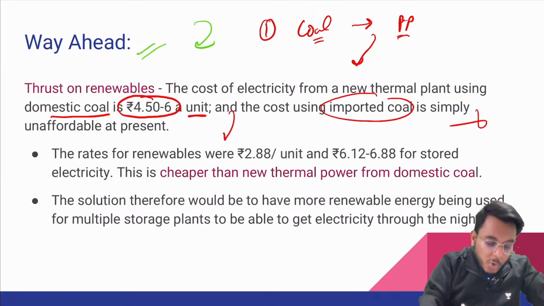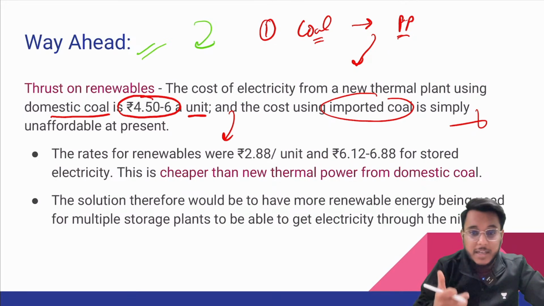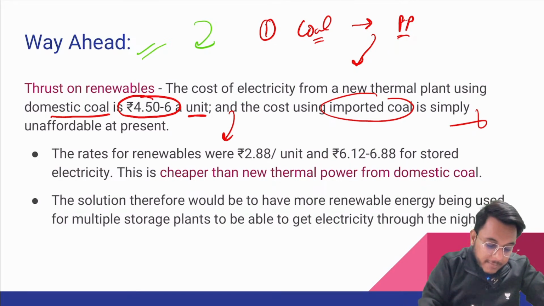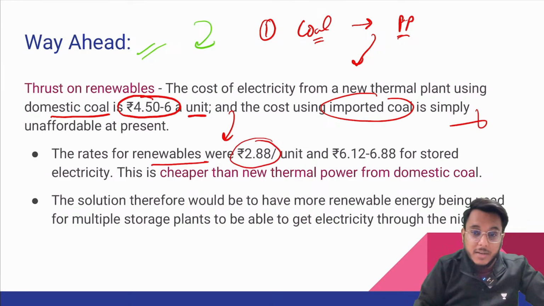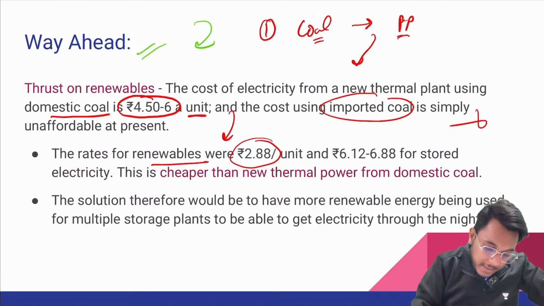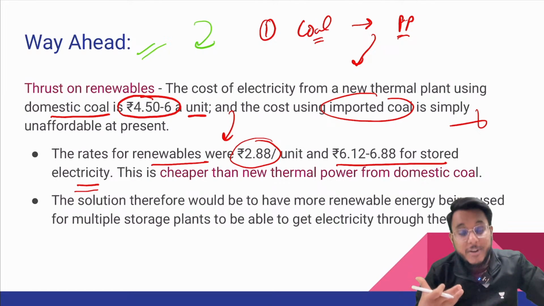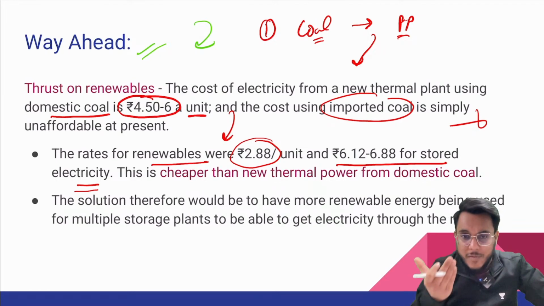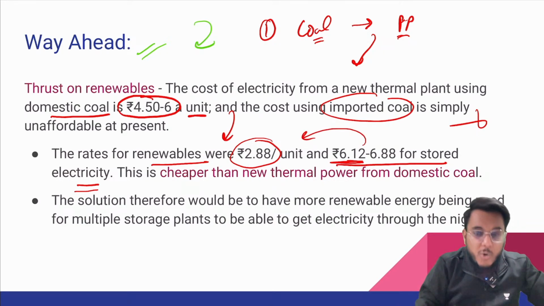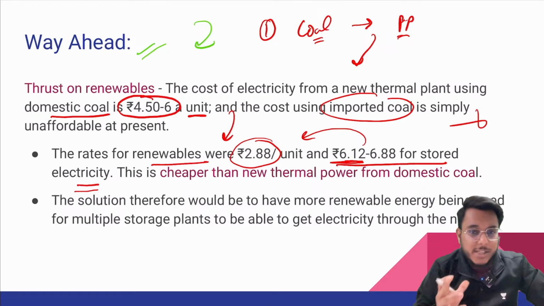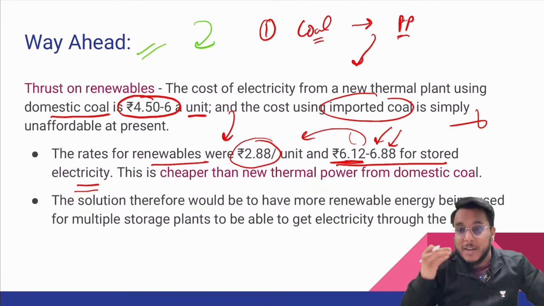So therefore, we need to look at renewable sources of energy, and the cost of renewable electricity has come seriously down. From the renewables, we are able to procure electricity at the rate of 2.88 per unit. For the stored electricity, you need batteries and other infrastructure, so that price will also be added. So for stored electricity, it will go into the range of 6.12 to 6.88, but it can be reduced significantly if we work on big scales.